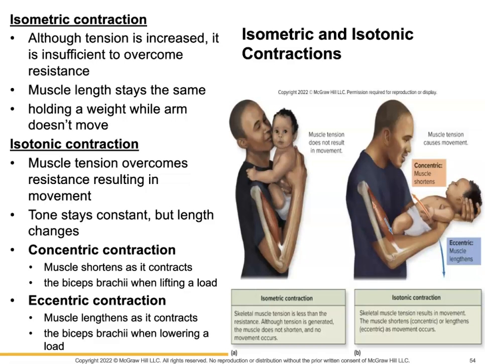All right, now let's take a quick look at some types of contraction. If you remember from previous conversations, you should know that iso means same. Metric means length. So an isometric contraction is when the skeletal muscle contracts, the tension increases, but the muscle length stays the same.